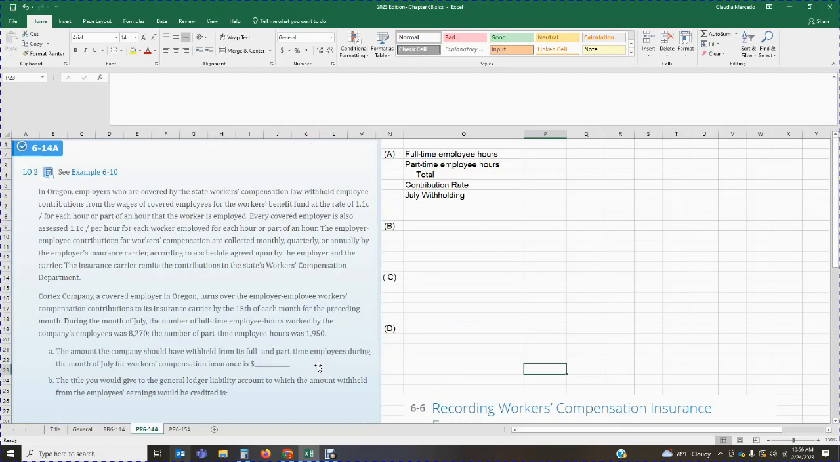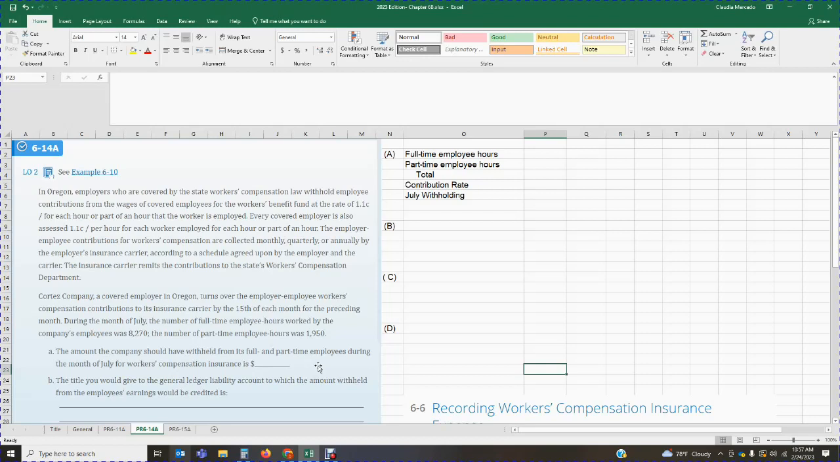So, here we have in Oregon, employers who are covered by the state workers' compensation law withhold employee contributions from the wages of covered employees for the workers' benefit fund at the rate of 1.1 cent for each hour or part of an hour that the worker is employed. Every covered employer is also assessed 1.1 cents per hour for each worker employed for each hour or part of an hour. So both the employee and the employer contribute towards the workers' compensation fund.